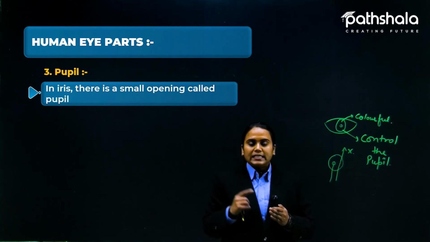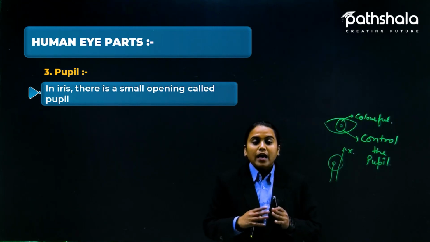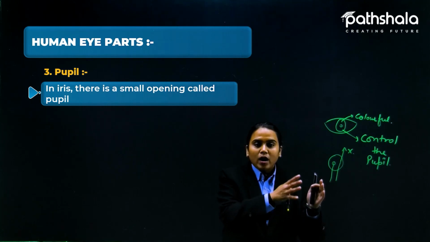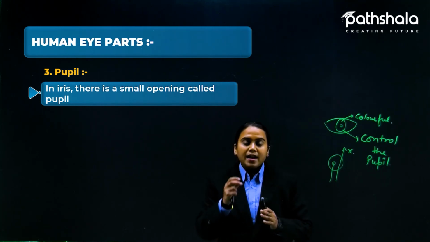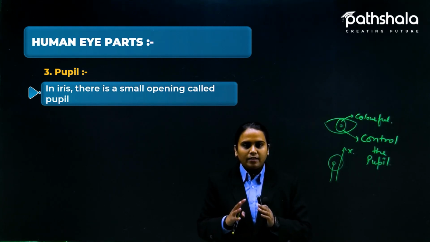Let me tell you one example. Someday you are standing in bright sunlight, and suddenly you enter inside your house from that bright day. It happens that we cannot see anything. You won't be able to see anything.